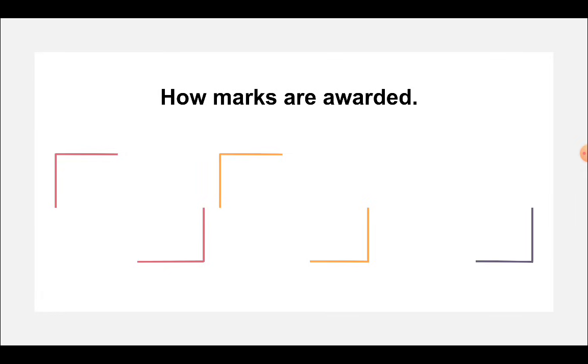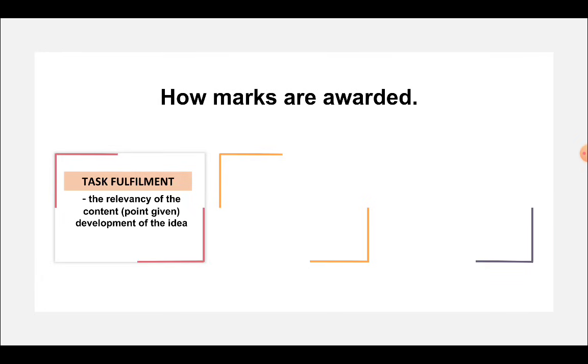How are marks awarded? During the first task, you have to focus on 3 aspects. Number 1, task fulfillment. Task fulfillment is referring to the relevancy of the content of the points given by the candidate and the level and the development of the idea. The relevancy is referring to how appropriate the point given by the candidate is to the task assigned to them.